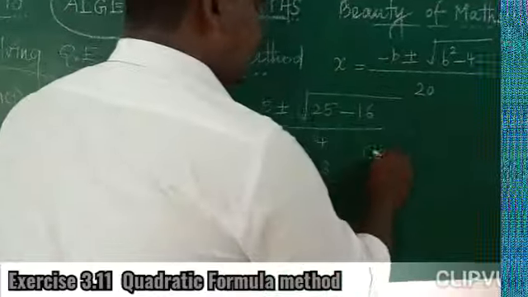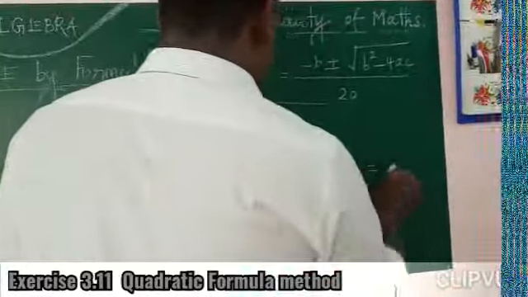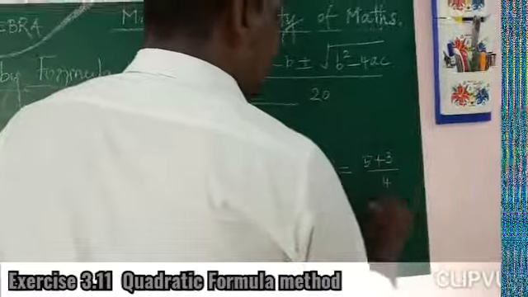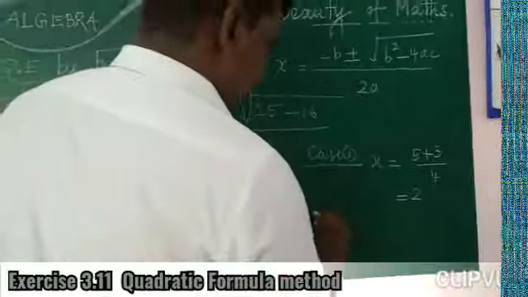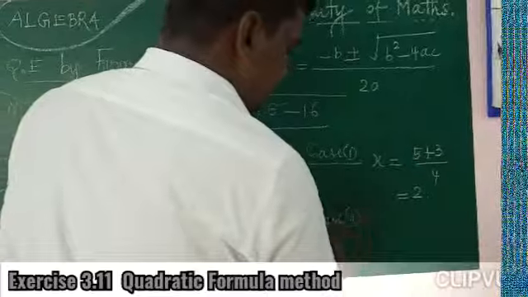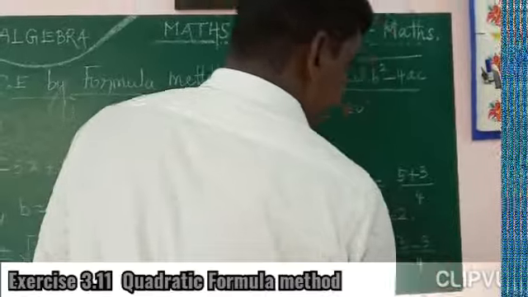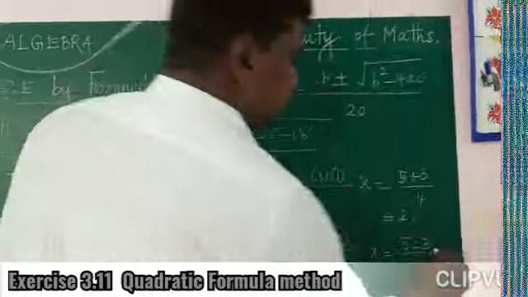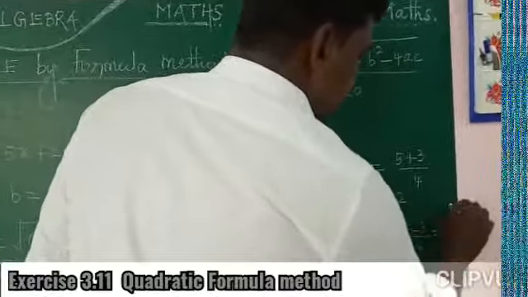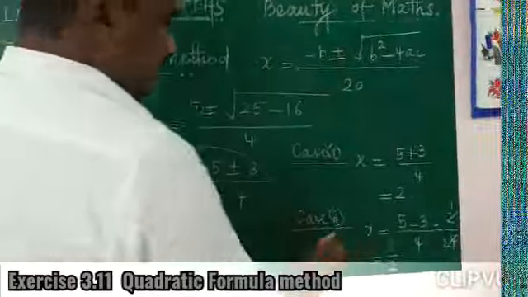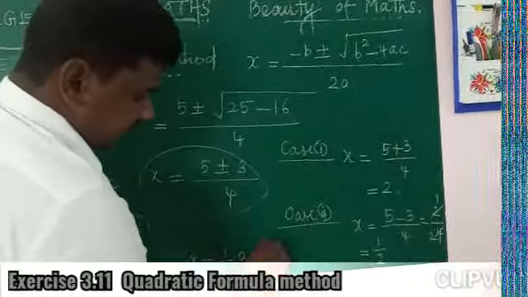Okay. So case 1, if plus, what is the result of x? x is equal to 5 plus 3 by 4. 5 plus 3 is 8. 8 by 4 is equal to 2. And case 2, x is equal to 5 minus 3 by 4. 5 minus 3 equal to 2. 2 by 4 means 1 by 2. 1 time, 2 times. Okay. So the value of x is equal to 1 by 2 and 2.